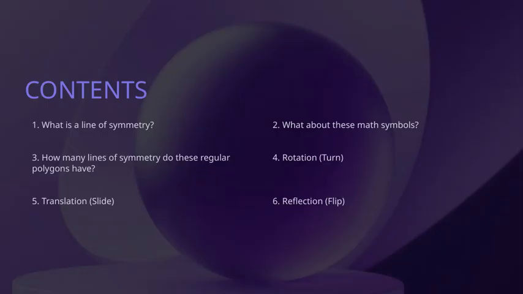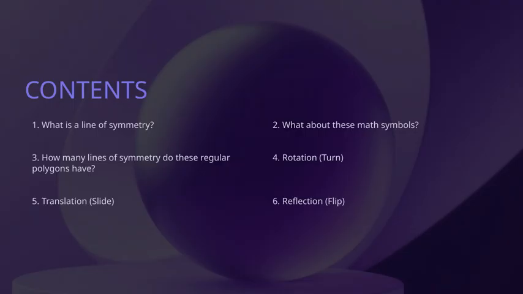Let's take a look at what's coming up in this section. First, we'll explore what a line of symmetry actually is. Then, we'll see how many lines of symmetry different regular polygons have. After that, we'll move on to translations, which is a slide we're going to cover next. We'll also examine some common math symbols and what they represent. Following that, we'll discuss rotations or turns that shapes can make. Lastly, we'll look at reflections or flips, which are another way shapes can be symmetrical.